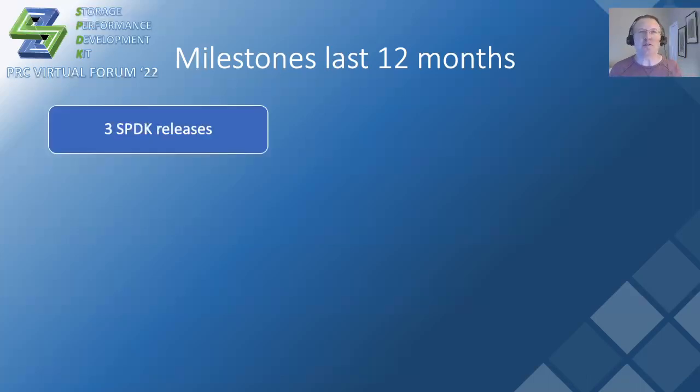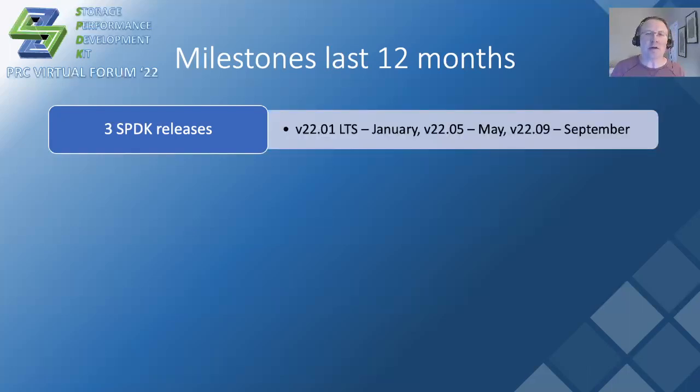First, what are some of the milestones over the last 12 months? We've moved to a 3 release per year cadence. So we had our last LTS, our long-term support release, back in January, our 22.01 release. And then we followed it up with releases in May and September. This is a slight difference from years past where we used to have 4 releases. We've moved to 3 to more closely match some of the other projects that we depend on, like DPDK, and also to lessen the burden of the release overhead for the project as a whole.